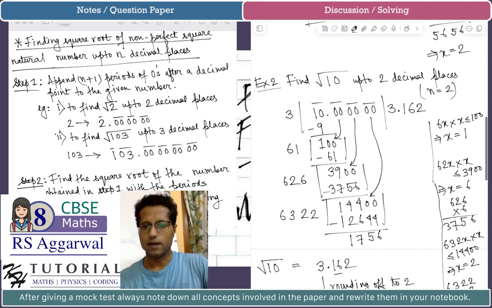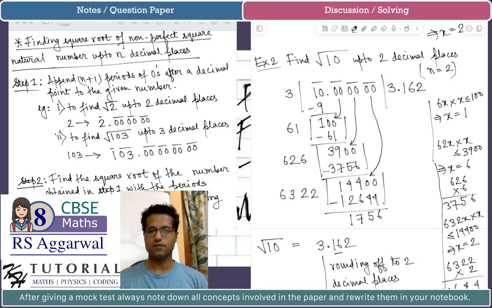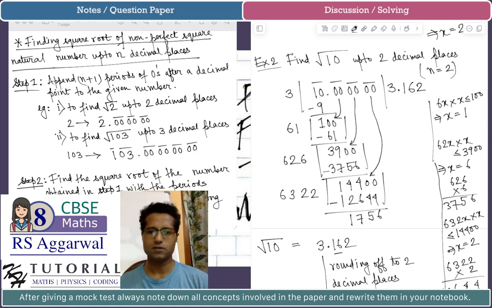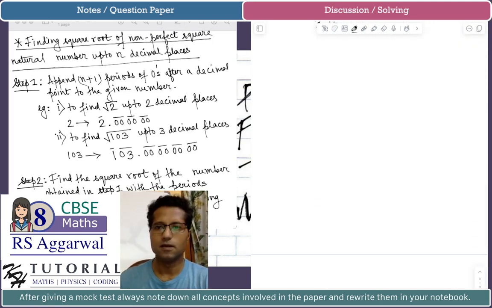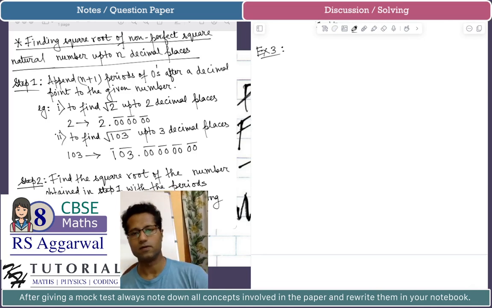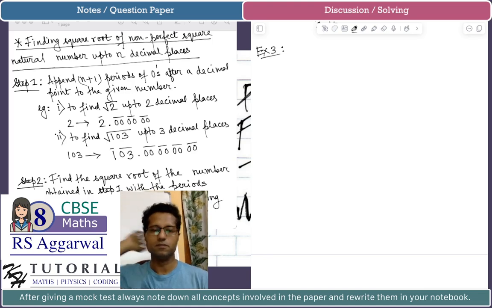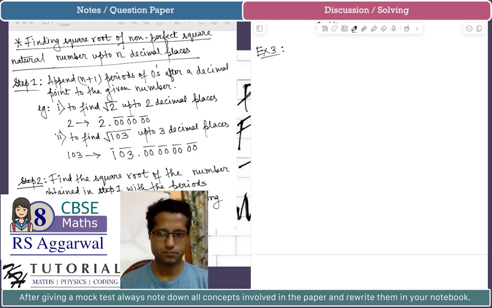Okay. I hope you got the idea how we are calculating the square root of a given natural number which is not a perfect square up to certain decimal places. Usually we will be asked to find up to 2 or 3 decimal places. Let's do another last example. This is example 3. I am discussing finding the square root of a natural number which is not a perfect square up to certain decimal places, because this will be required in finding the square root of fractions and decimal numbers.